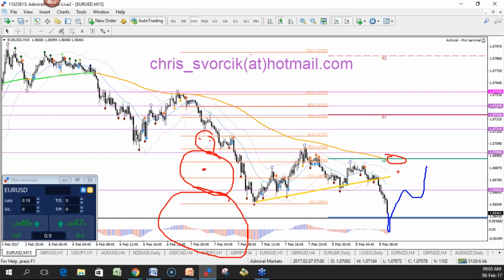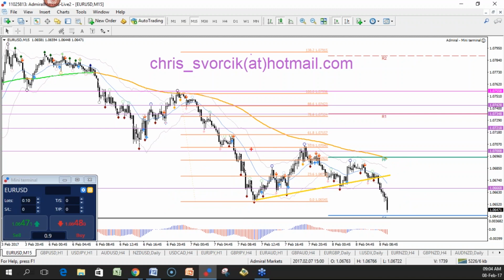Of course, it could break further if it is a reversal. So this is how the market works. It moves away from the moving average, and then it runs out of steam, and it goes back to the moving average. That's it, especially in the Forex market.